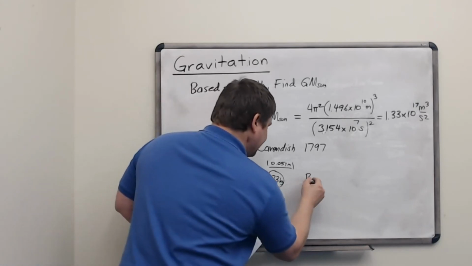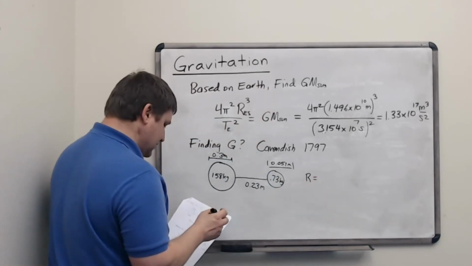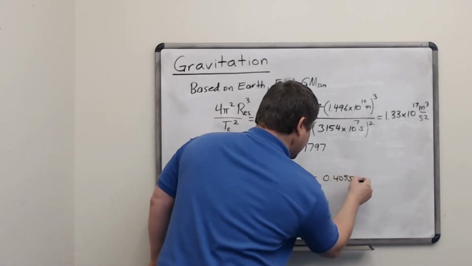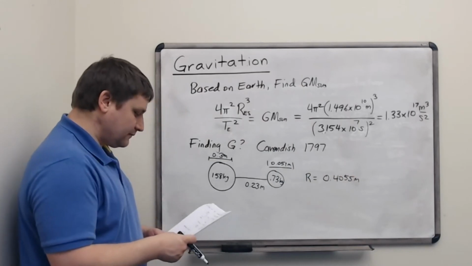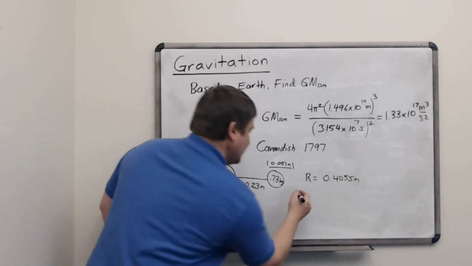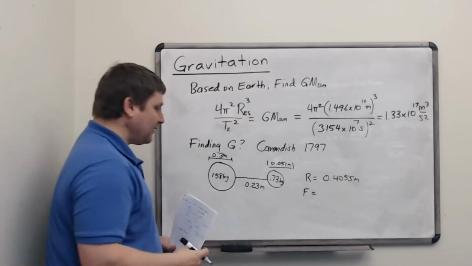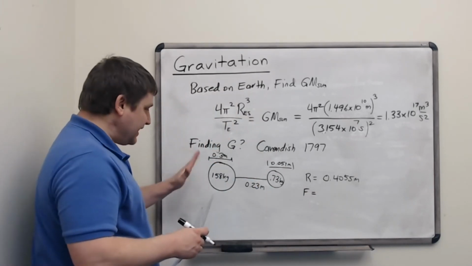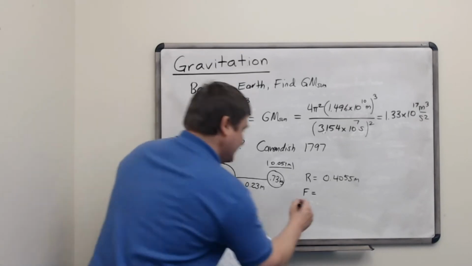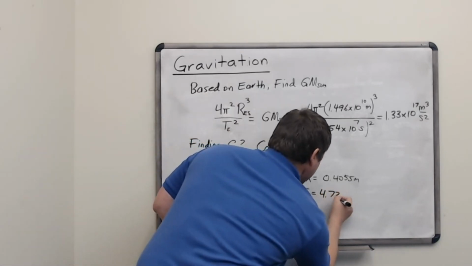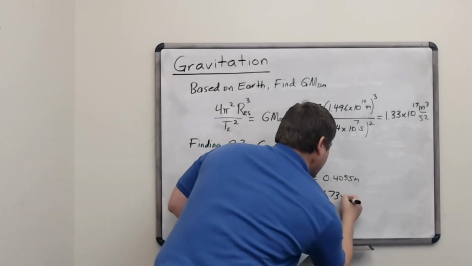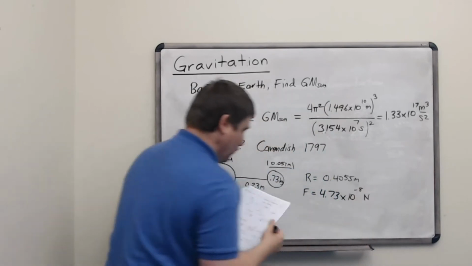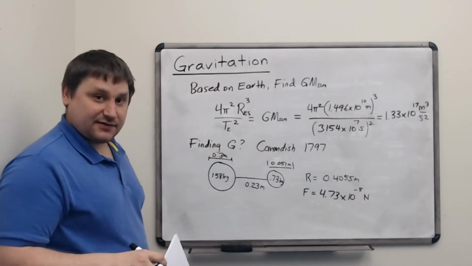This means that the distance between the centers of the spheres was 0.4055 meters. In this case, Cavendish was able to measure a force of attraction between these spheres, a very small force, and he was very careful to get this measurement. The force was measured at 4.73 times 10 to the minus 8th newtons.